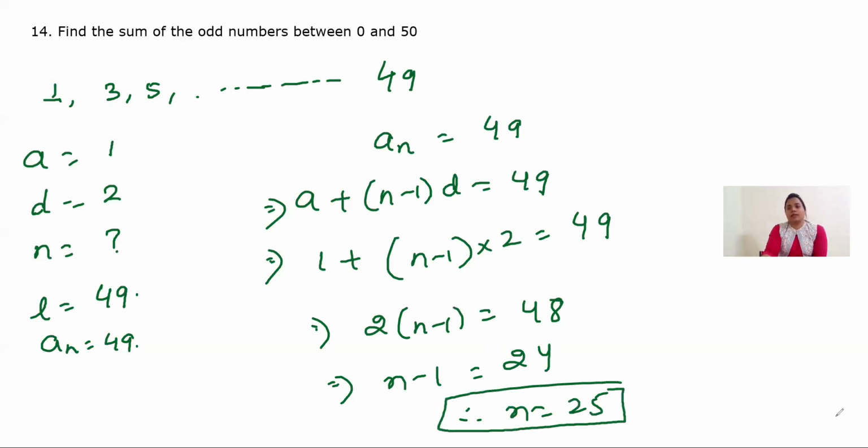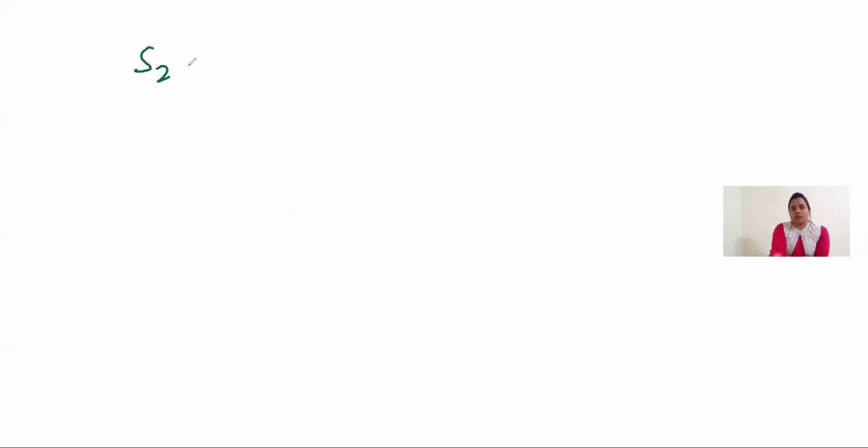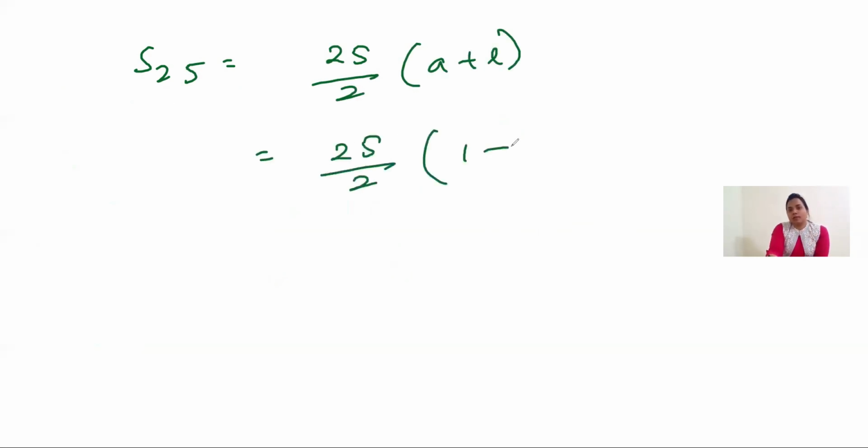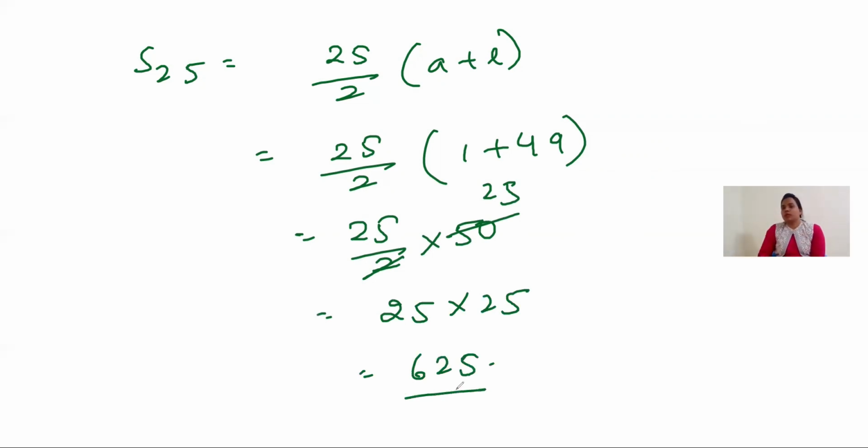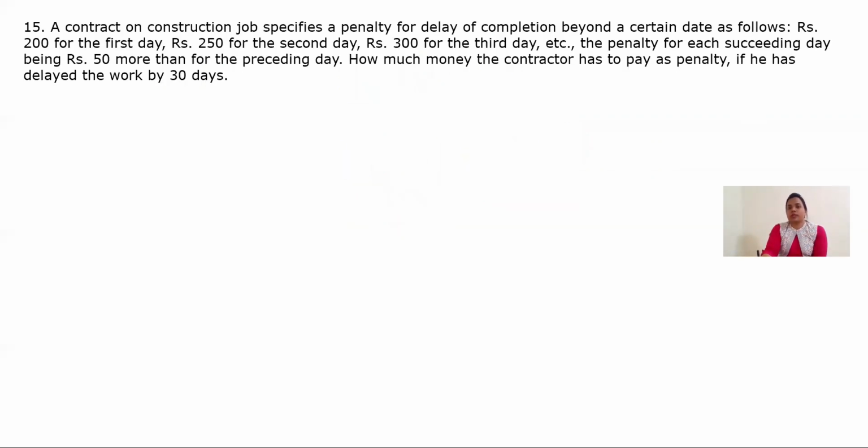Now we can simply find Sn. S25 is equal to 25 by 2 times (A plus L). This is equal to 25 by 2 times (1 plus 49), 25 by 2 multiplied by 50. So 25 multiplied by 25, this is equal to 625. Okay, so whenever N is not given, we can simply find it by using An. Let's move to the next question.